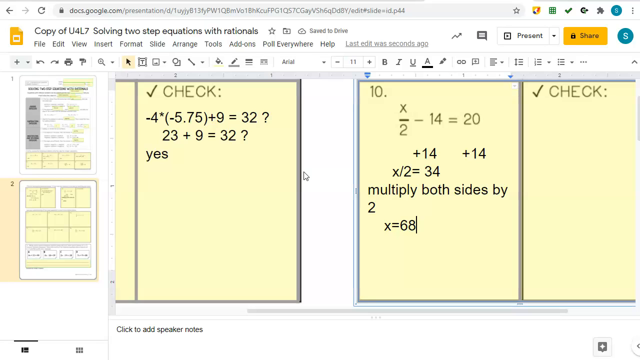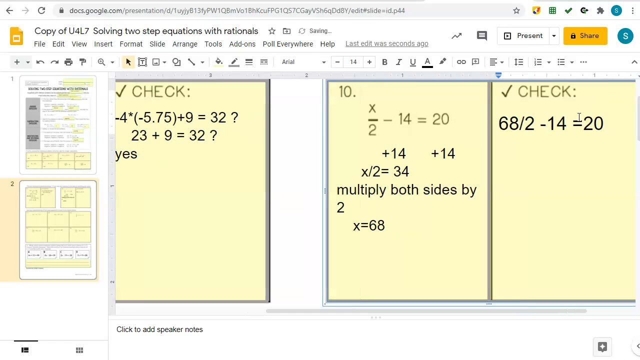Alright, so let's go ahead and check and see if that is right. So we're going to take 68 divided by 2, subtract 14, and ask, does that equal 20? Question mark. So, well then, 68 divided by 2 is 34. 34 minus 14, that does equal 20. Yes! We did get it right.